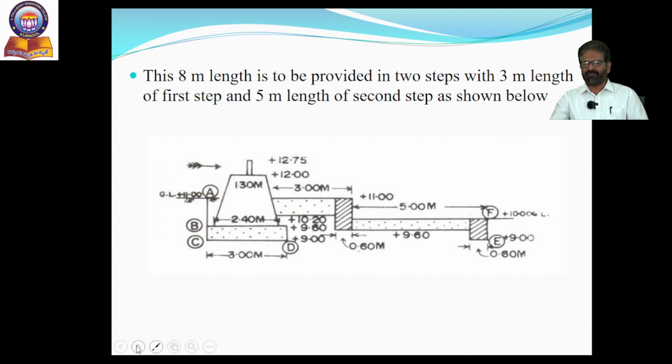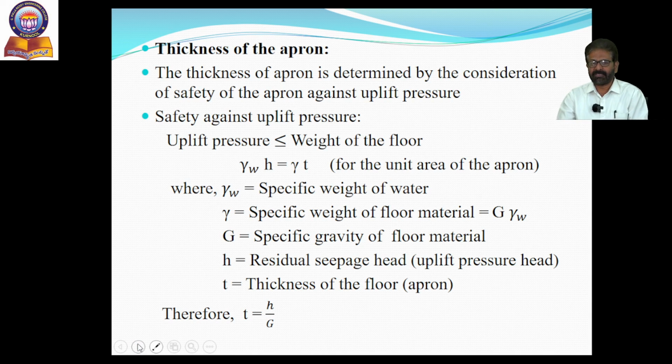There is no hard and fast rule for dividing this total length into 2 steps like that. That depends on the existing situation and practice only. So in the present case, we divided the total 8-meter length of the solid apron into 2 parts, 3 meters as the first step and 5 meters as the second step. That is regarding the total length of the apron.